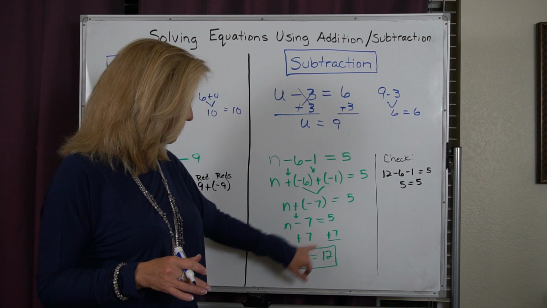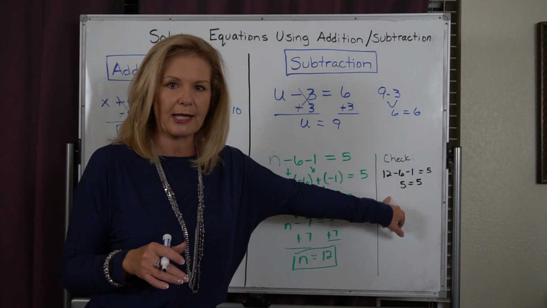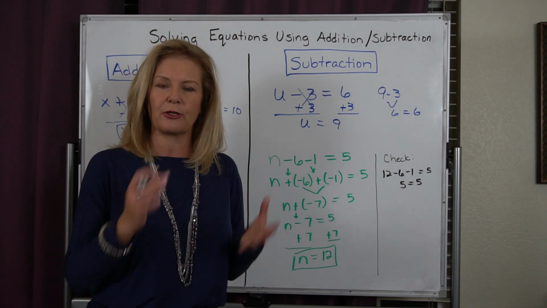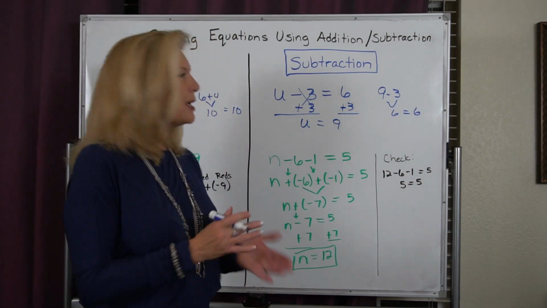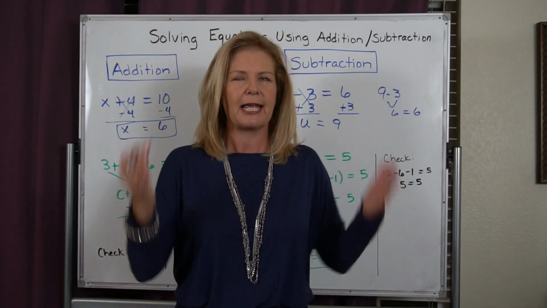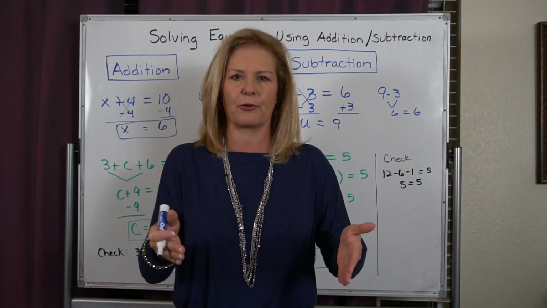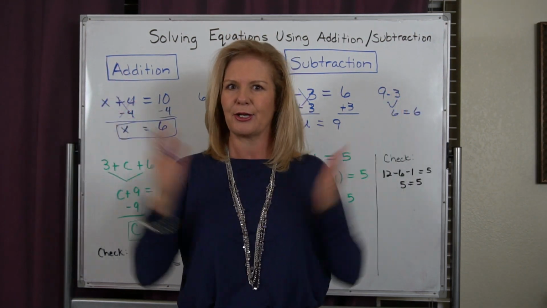So when I take that inverse operation, I can see n equals 12. Always do your check, because your check is going to tell you whether your solution is correct or incorrect for that. So that is solving equations using addition and subtraction. It's always inverse operations. Whatever you do to one side, you have to do to the other. Good luck.